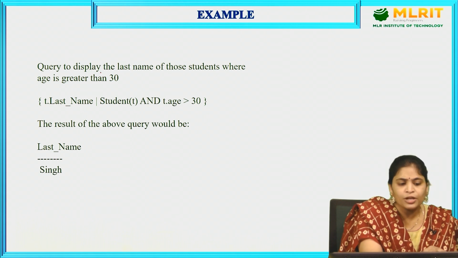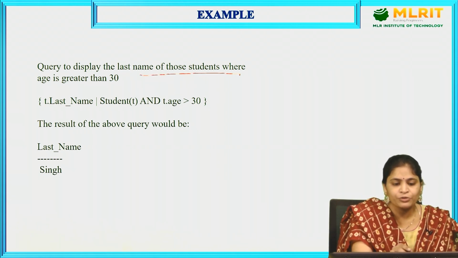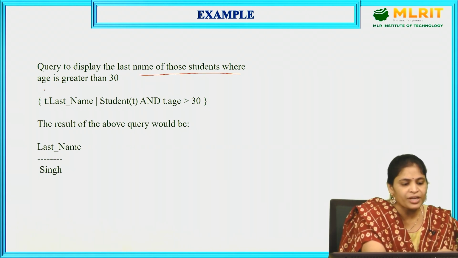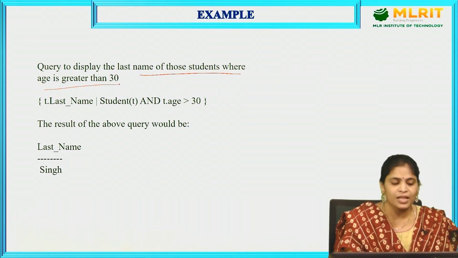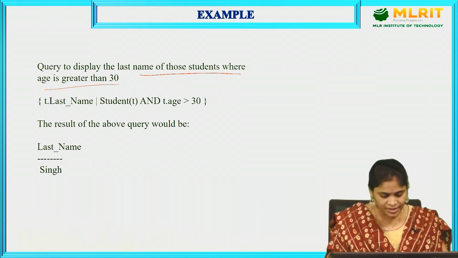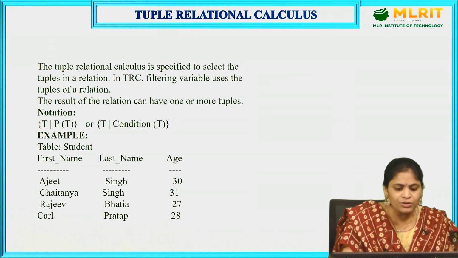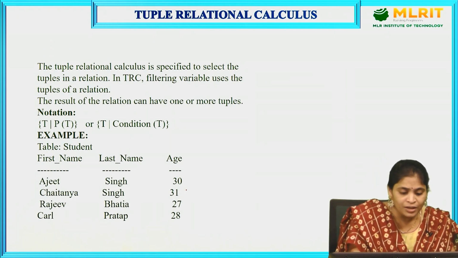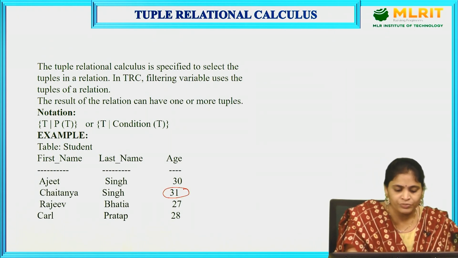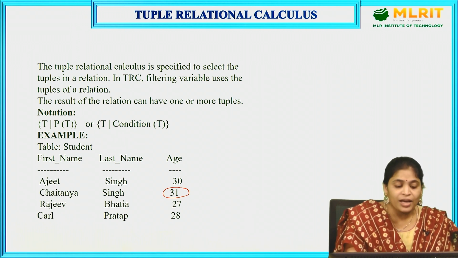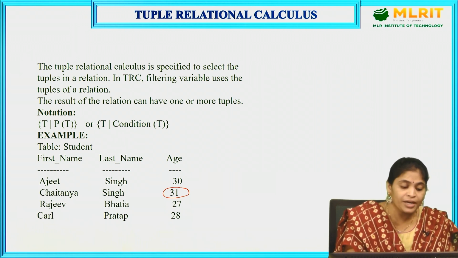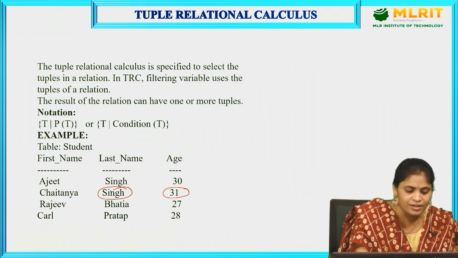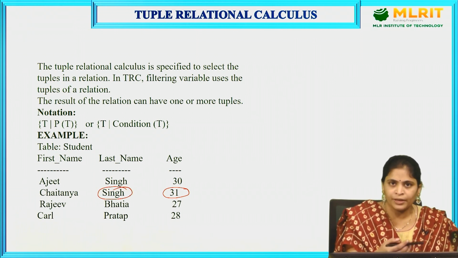So, here what is the query? To display the last name of those students where age is greater than 30. Age is greater than 30, so only this row, right? And what I am going to display here is the last name. What is the last name here? Singh. So, this output will be displayed.